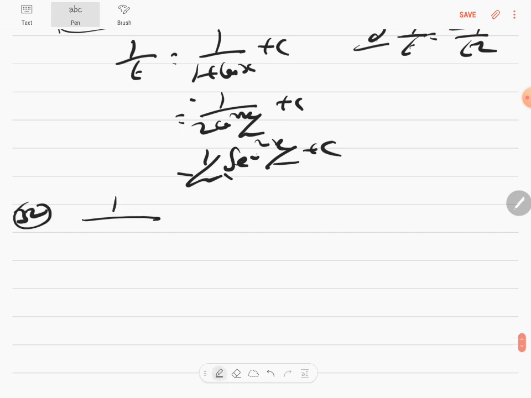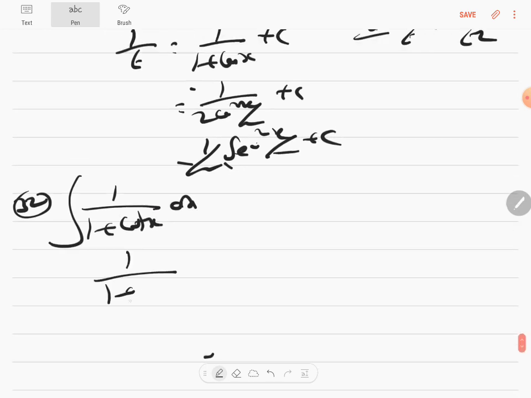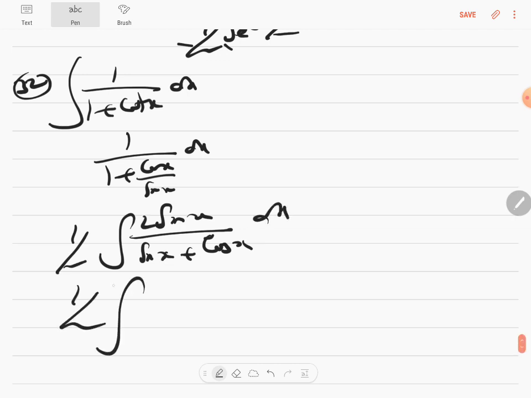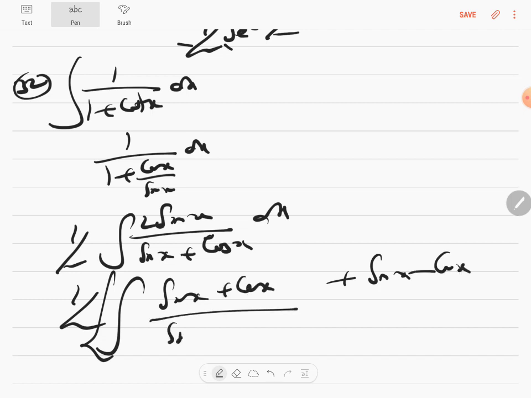32. 1 by 1 plus cot x. I taught you this, the world's most important sum, where 1 by 1 plus cos x by sin x into dx. Take LCM, you get sin x by sin x plus cos x. Multiply and divide by 2. Then write it as whole bracket sin x plus sin x plus cos x minus cos x. The denominator is here also and there also.